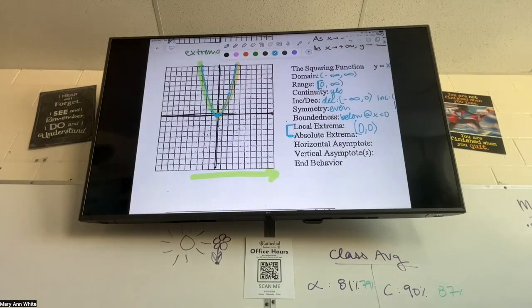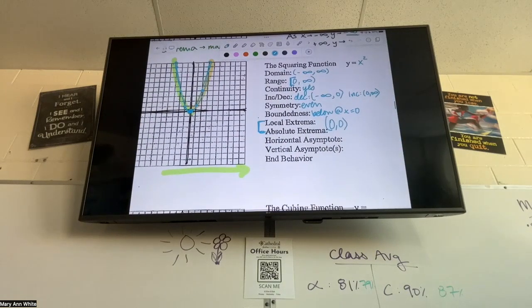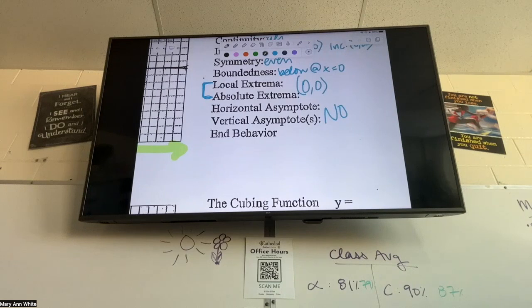Local versus absolute. Any asymptotes? No asymptotes. We'll do an asymptote example in a second. And then end behavior, let me write that one out again. As x approaches negative infinity, we want to know what y does. And as x approaches positive infinity, we still want to know what y is doing.